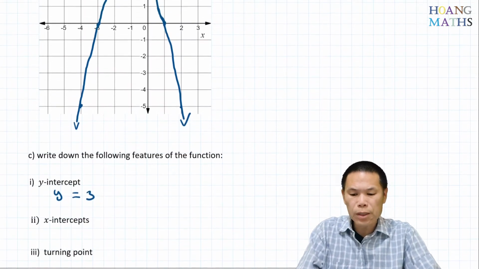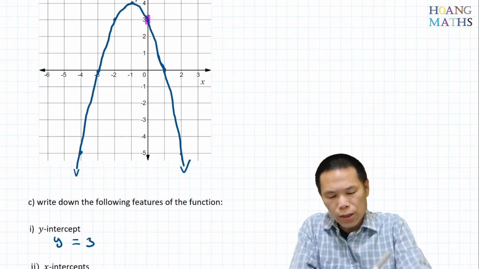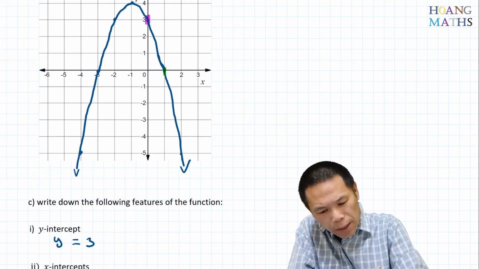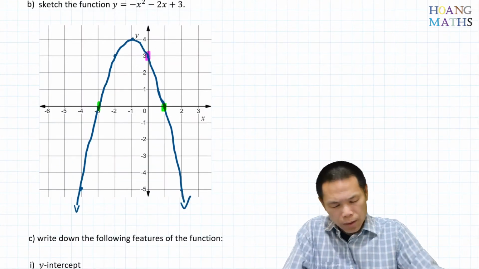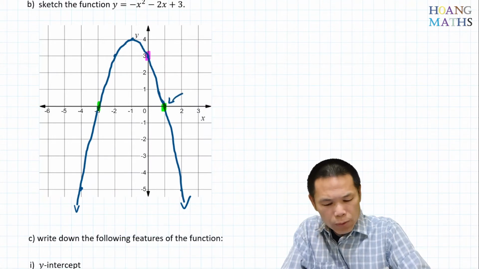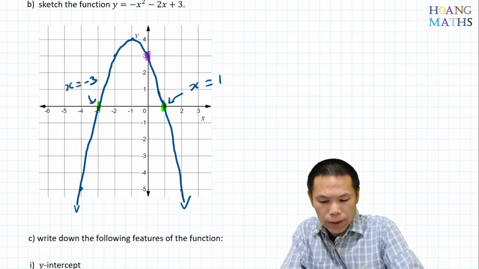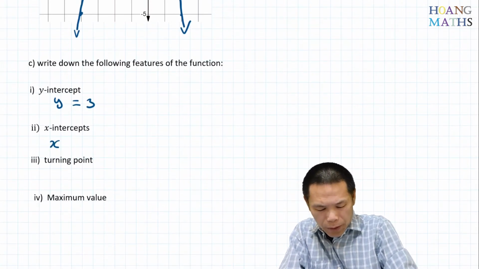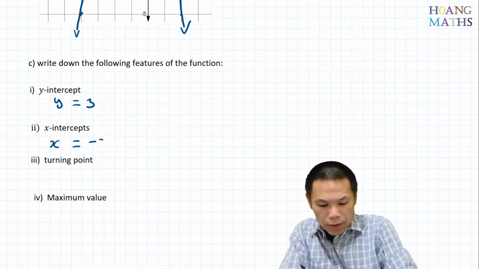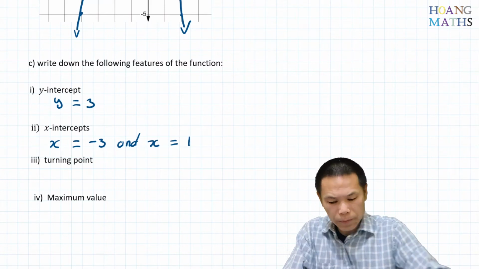And x-intercepts. The x-intercept is where the graph cuts the x-axis. In this case, the x-intercepts are here. It cuts the x-axis at this point and this point. So the x-intercept for this one here is x is equal to 1, and this point here is x is equal to negative 3. So let me write this down. The x-intercepts are at x is equal to negative 3 and x is equal to 1.